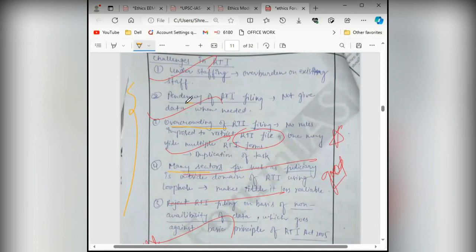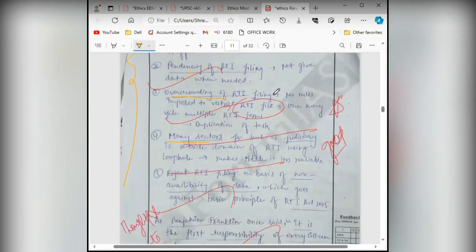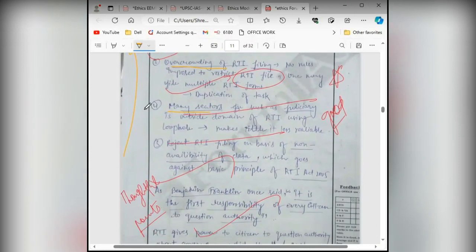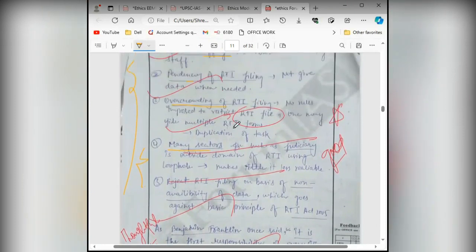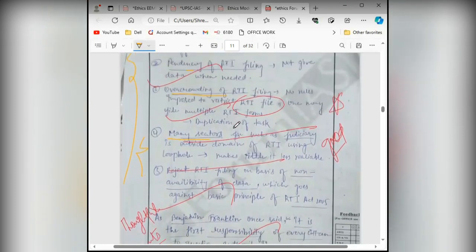Can you see the tendency of RTI, then understaffing? There are certain things which she used to do here, and that is one of the things which definitely makes your answer outstanding. This is important because there are so many answers, there are thousands of sheets to be checked.